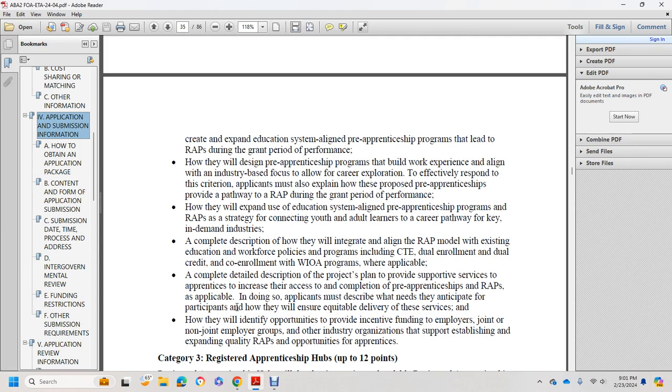Opportunity Act programs where applicable, with a complete detailed description. Project plans should provide support services to the apprentice to increase completion of pre-apprenticeship for the registered apprenticeship. The applicant must describe the anticipated need of the participants, how they will equitably deliver their services, and help identify opportunities to provide incentive funding to employers, joint and non-joint employer groups, and industry organizations supporting, establishing, and expanding quality registered apprenticeship opportunities for the apprentice.